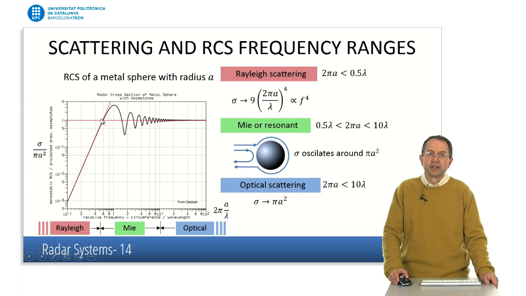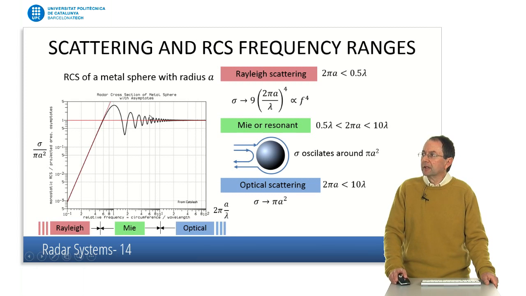At the left, what we have is a very fast drop of radar cross-section with respect to the geometric section of the sphere. This happens in the so-called Rayleigh region, where the sphere is electrically small, so the perimeter is a fraction of the wavelength. And what happens in this region is, if we decrease frequency, we lose radar cross-section very fast.